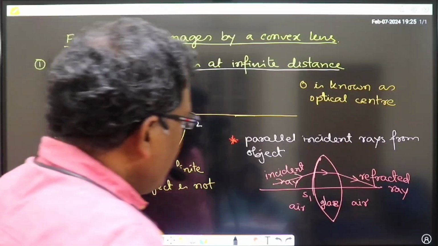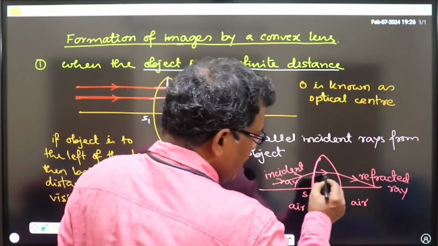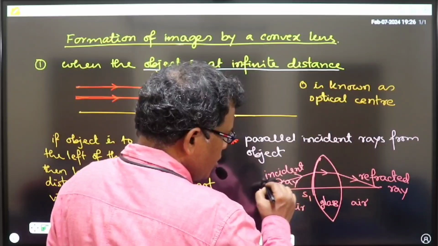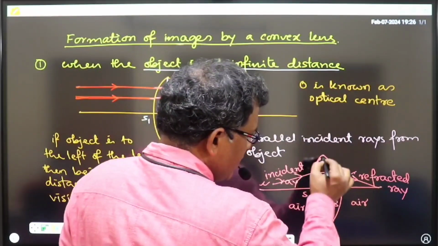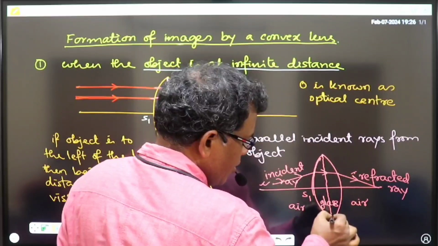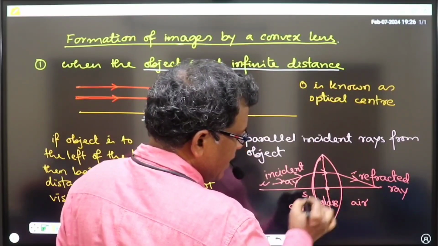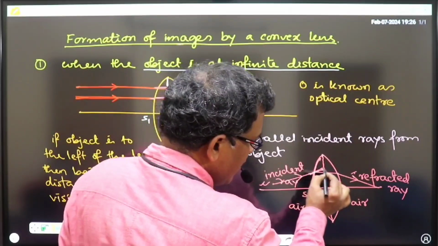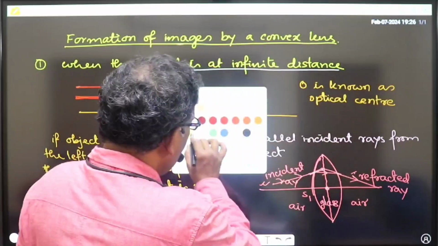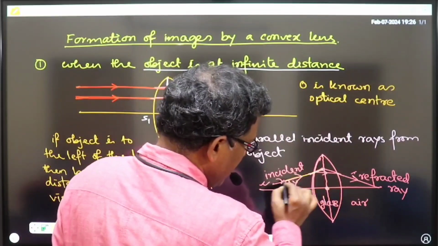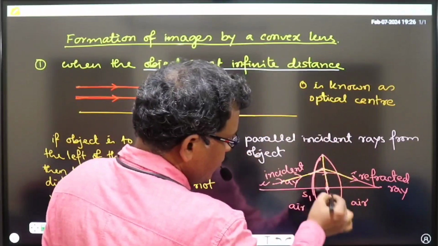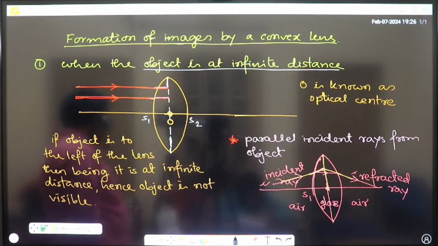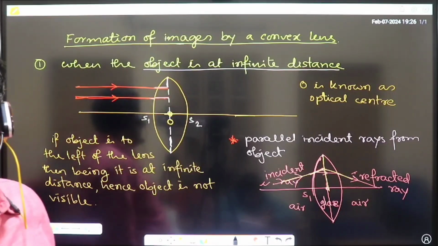So that's why, ignoring this double refraction, we can just use these two light rays. We draw a line through the optical center, we ignore this part and we consider it something like this. Are you getting me or not? We consider it like this. That means we consider the bending at the line which is passing through the optical center.